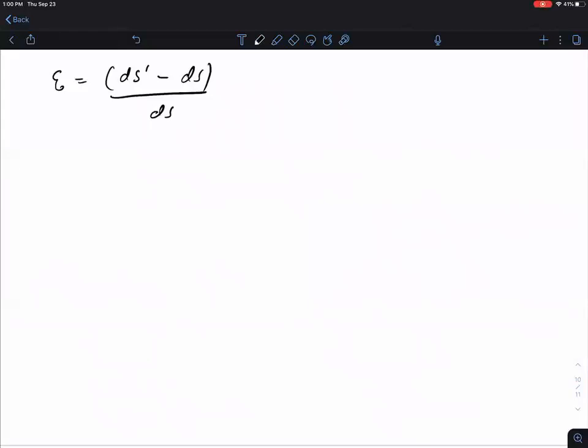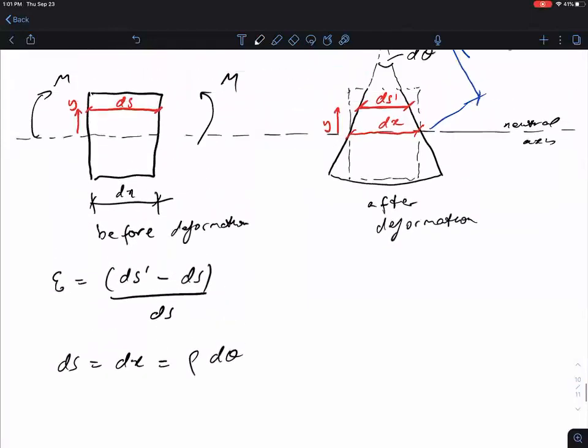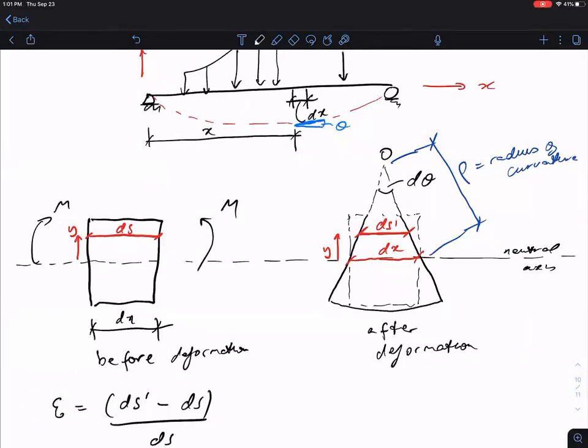We also know that from the undeformed shape of the segment, ds and dx are the same. And we also know that for small angles, we can approximate dx as the radius of curvature times d theta. All right, so if we go back, d theta is the angle between the two ends, the planes that define the two ends of the segment that were parallel to each other before deformation.